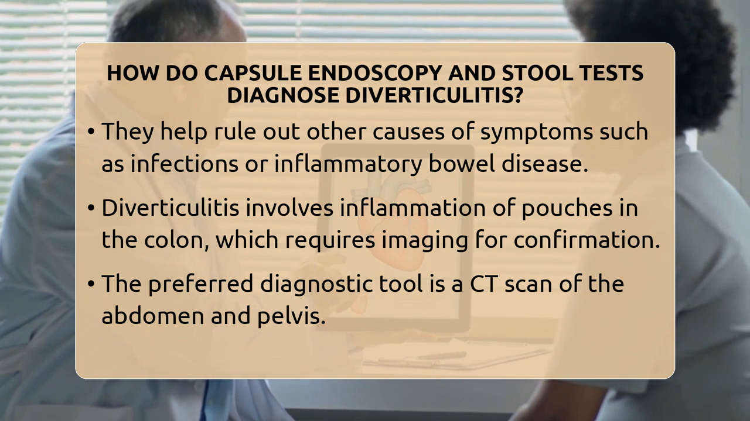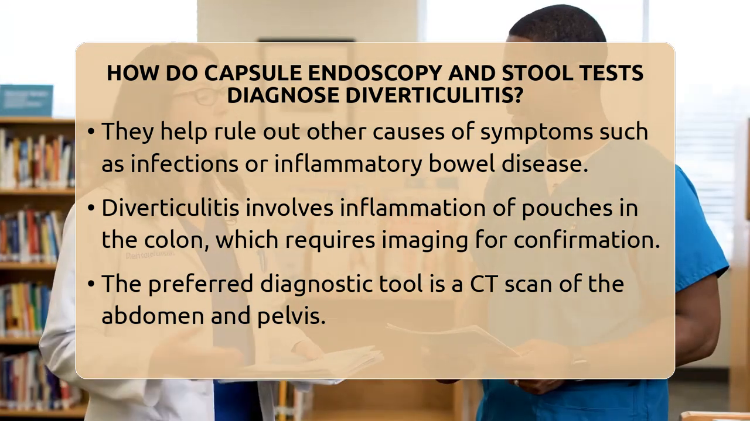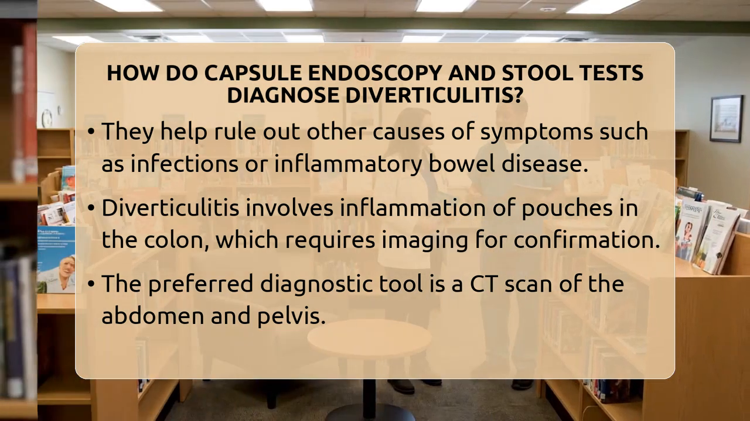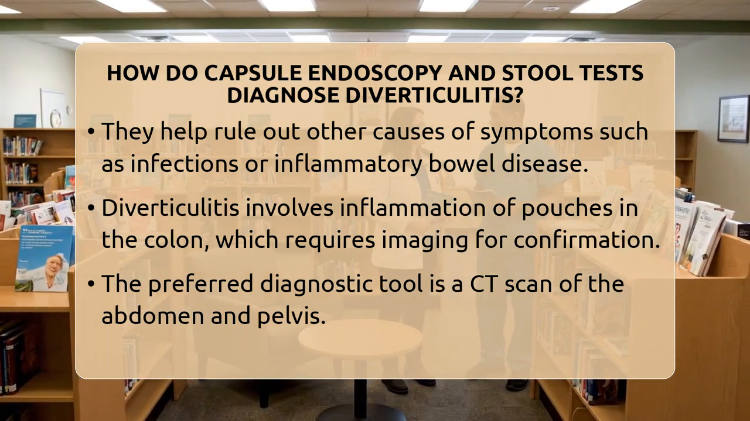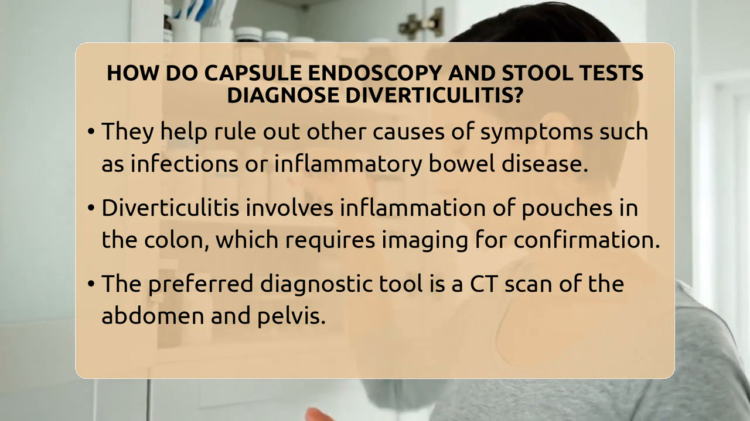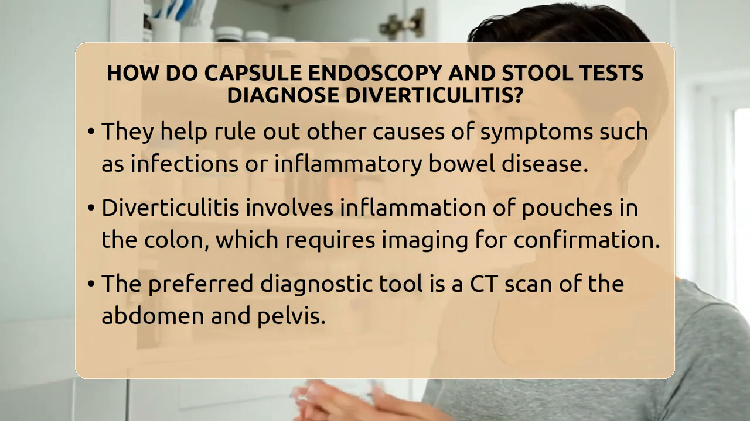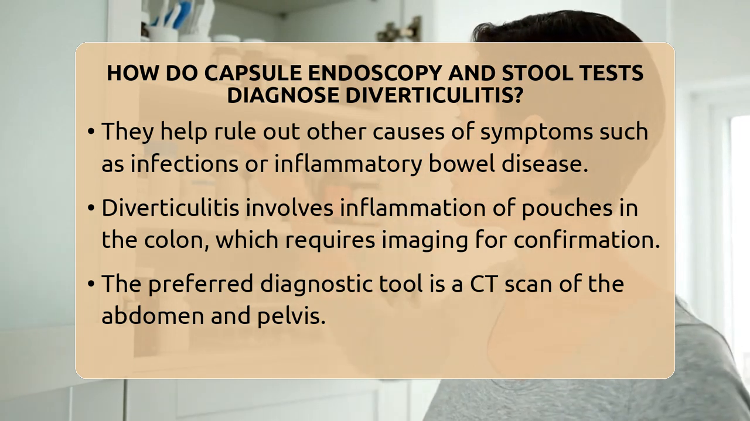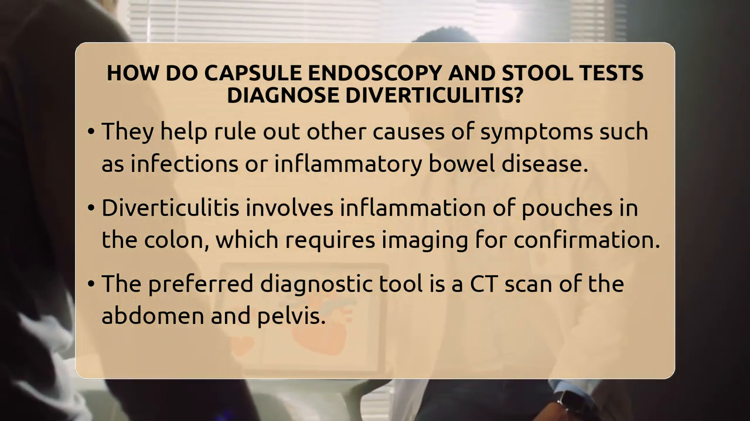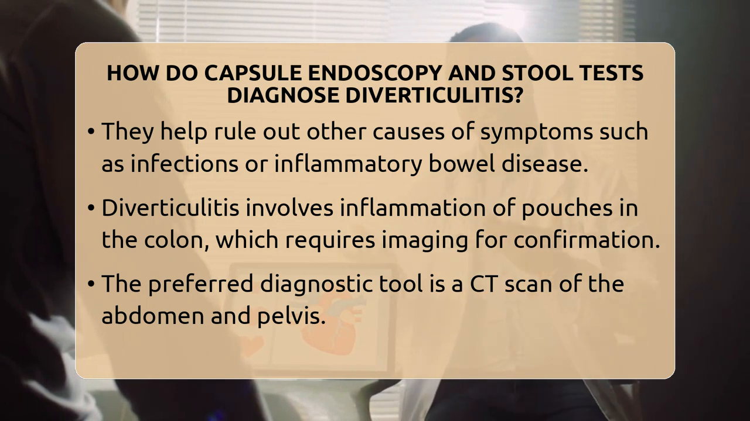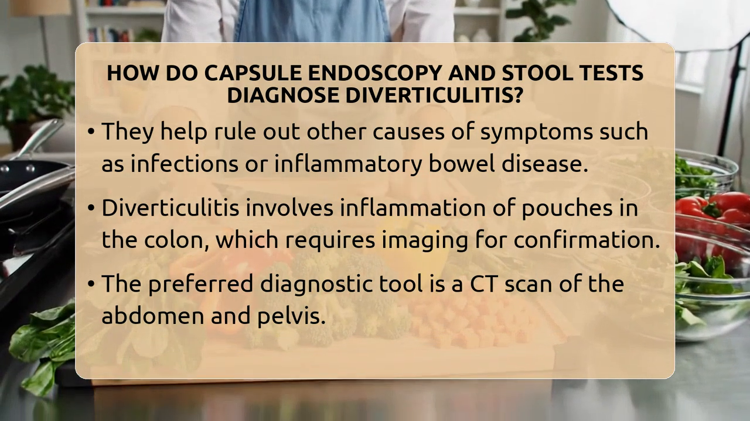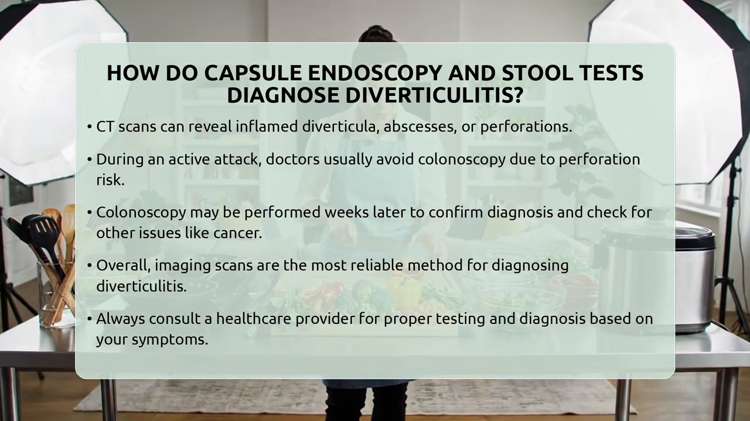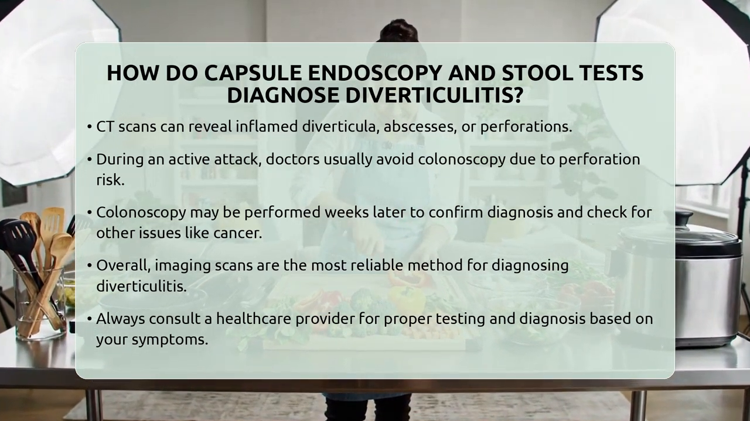imaging to see clearly. The most reliable way to diagnose diverticulitis is through imaging, especially a computed tomography scan of the abdomen and pelvis. These scans can show inflamed or infected diverticula, abscesses, or perforations, helping doctors decide on the best treatment. During an acute attack, doctors usually avoid colonoscopy because of the risk of perforation, but they might perform it weeks later to confirm the diagnosis and check for other issues like cancer.